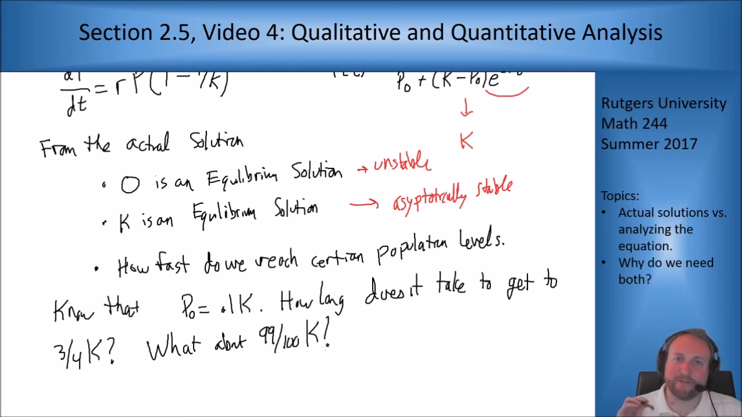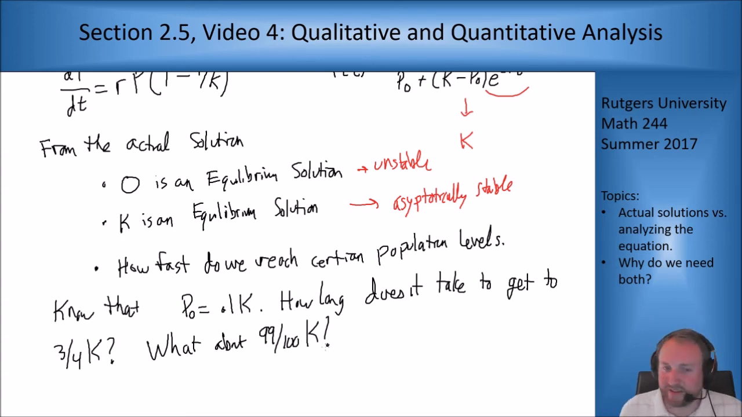So this is the main difference that I also mentioned in the first video of the course, where we can get qualitative behavior as to what's going to happen. It's going to converge to K. It's going to converge away from 0. Things like that we can get from the ODE itself. But getting the actual solution then gives us quantitative results. How long is it going to take to get there? What is the population going to be after 3 years? These are things we can determine when we have the actual solution that we can't figure out just from the ODE on its own. We would need some way to solve it to get to this information.